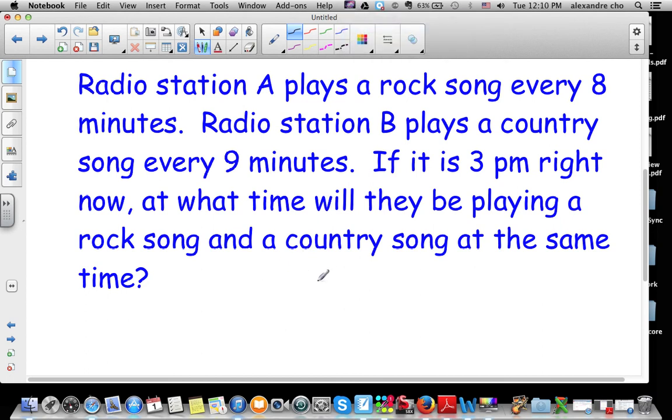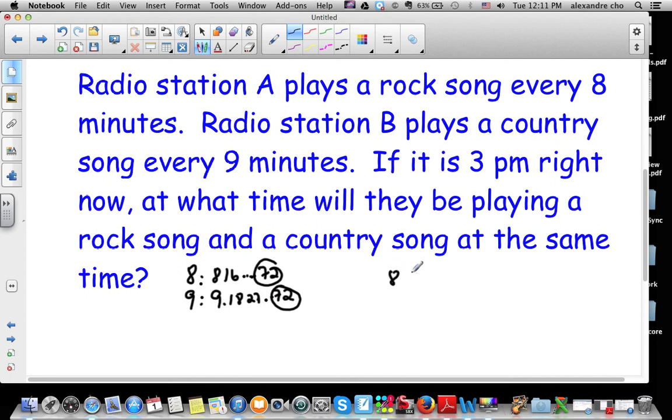So we want to know at what time both stations would play, one a country song and one a rock song, at the same time. Because at 3 o'clock is when we start. So this is an LCM question. Okay. And we want to find the LCM of 8 and 9. Small numbers, you can list them. So you get 8, 16, and so on, all the way to 72. And 9, 18, 27, and so on, all the way to 72. That's one way. So you know that the LCM is going to be 72.